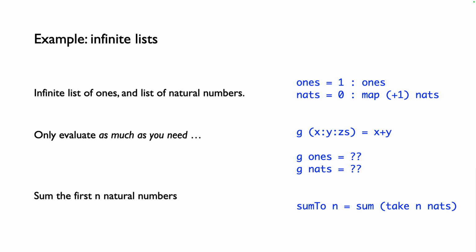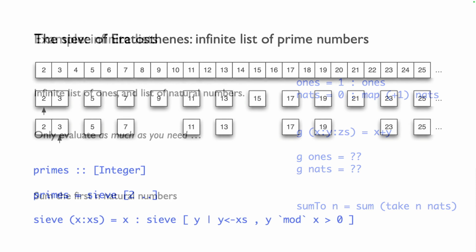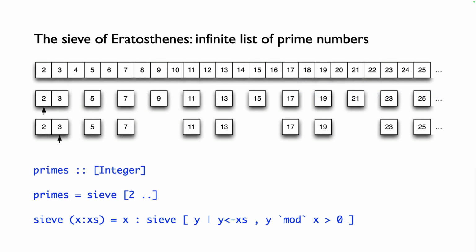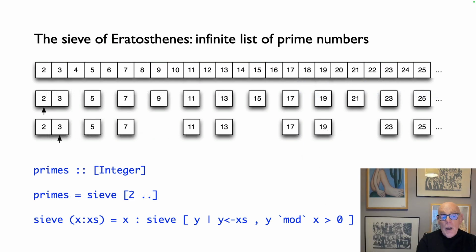So a rather more sophisticated use of infinite lists is this. It's the infinite list of prime numbers. So primes defines a list of integers. And primes is got by sieving the list of all the numbers from 2 upwards, 2, 3, 4, 5, 6, and so on.